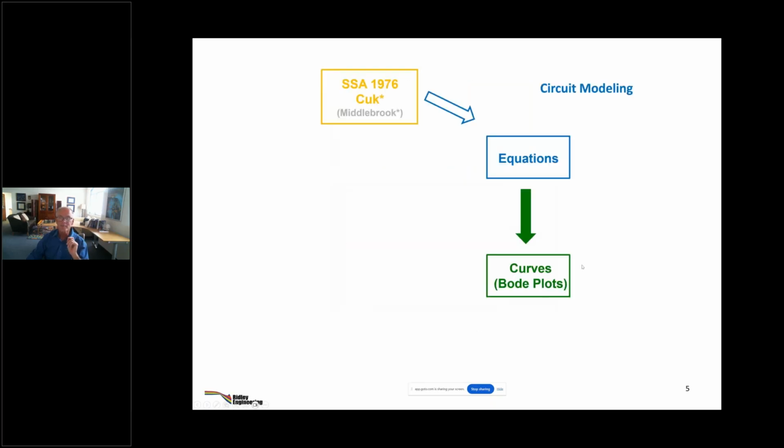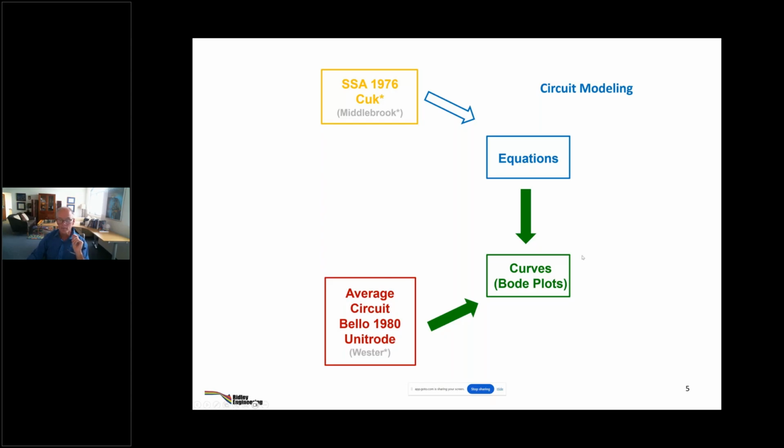At the same time, or just a little bit later, 1980, I guess it was, Vince Bello, he was an industry person. He came out with an average circuit model. And you will find this in the 1980 Unitrode handbooks of the day. I think you can still go find those on the TI website. His work was actually, there was some of that being done by Gene Wester at Caltech as well, where you could actually just draw a little circuit, fill in the elements of the circuit, skip the equations altogether, and go straight to the curves of a converter.